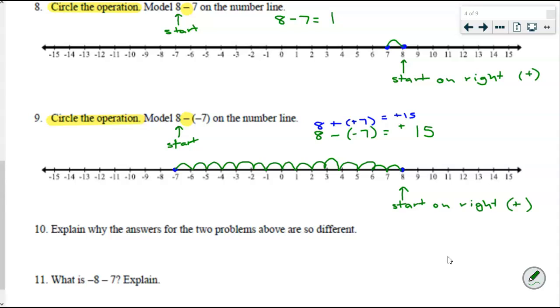Okay, now come back to me and tell me, why are they so different? Let's go Tanner. Very good. I think that's a great summary.